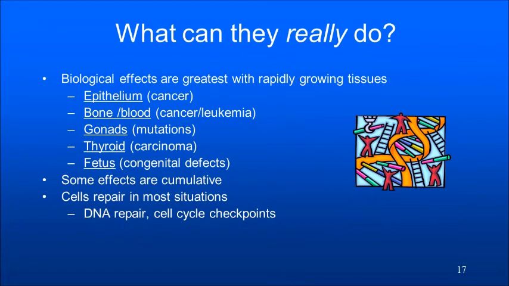So what can these radiations do? We discussed various effects: carcinogenesis, non-cancerous effects, deterministic effects, now called tissue reactions, everything. But what can they really do? One is, when exposed to radiation, there are stochastic effects that include epithelial cancer, bone or blood cancer, leukemia, gonad cancer, mutation, thyroid carcinogenesis, and in the fetus, congenital defects. Some of the effects are cumulative. Cells repair in most situations; DNA repair, cell cycle, and checkpoints are there, but these are the effects that could happen.